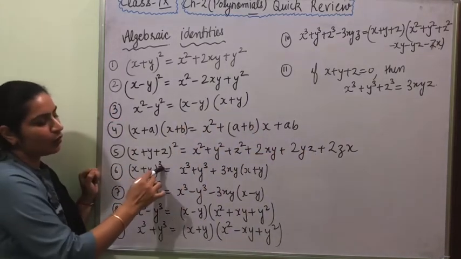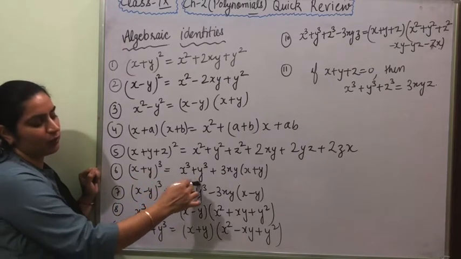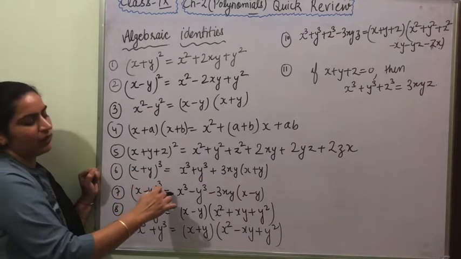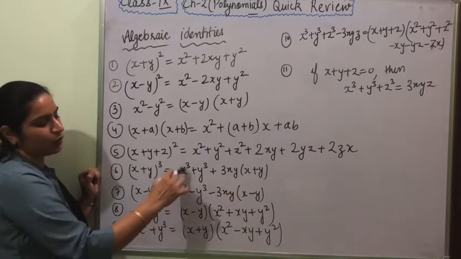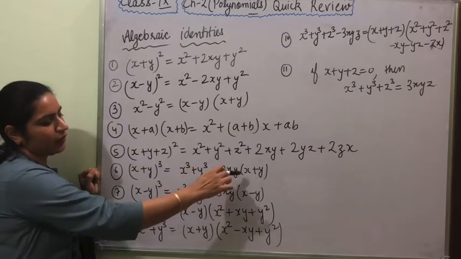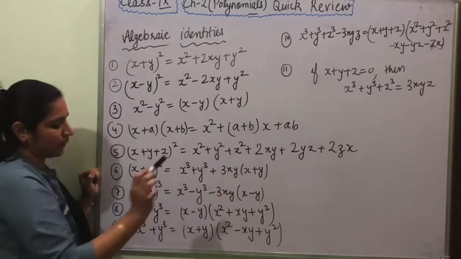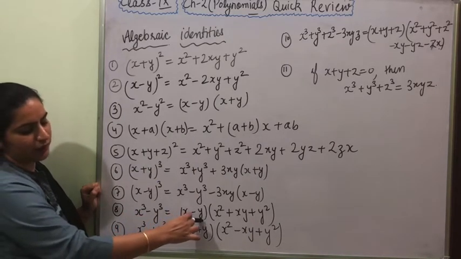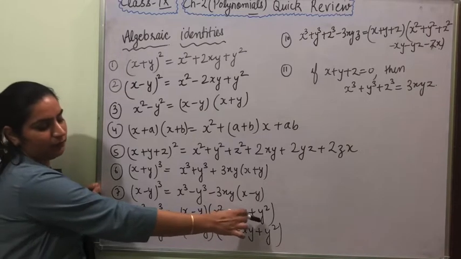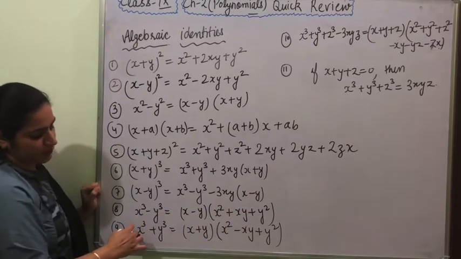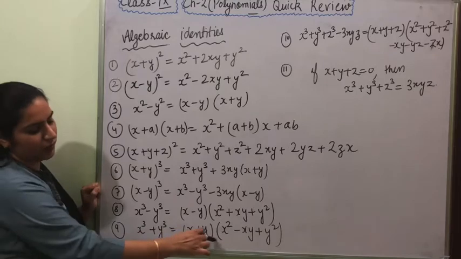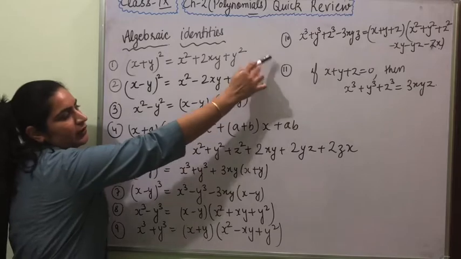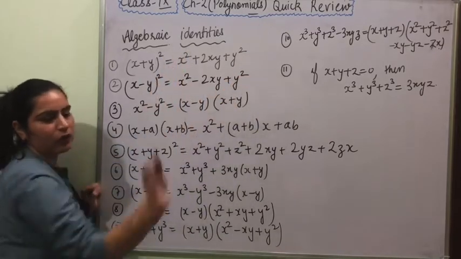(x + y) whole cube is equal to x cube plus y cube plus 3xy into (x + y). If a negative sign is there, we'll write negative. Okay, (x − y) whole cube is x cube minus y cube minus 3xy into (x − y). Next, x cube minus y cube is equal to (x − y) into (x square plus xy plus y square). Next, x cube plus y cube is equal to (x + y) into (x square minus xy plus y square).